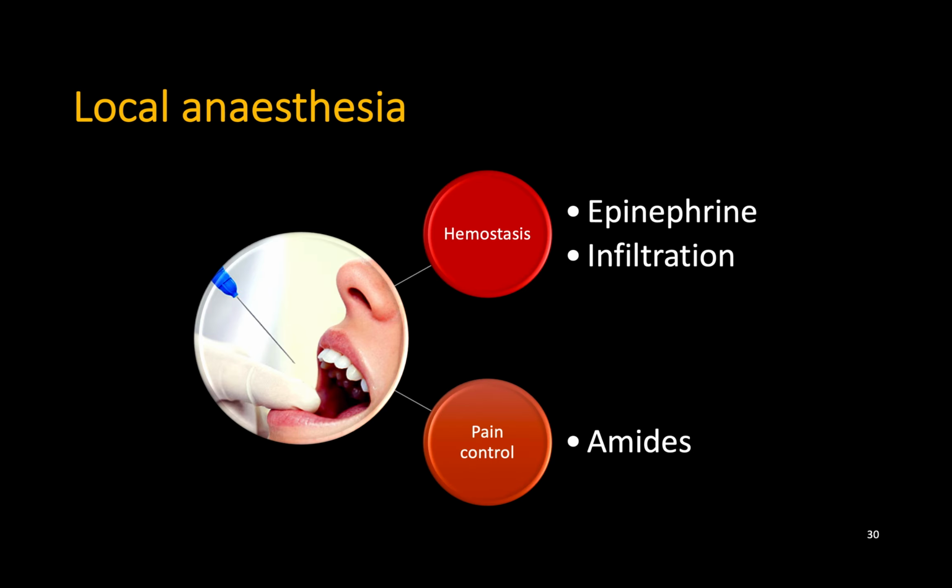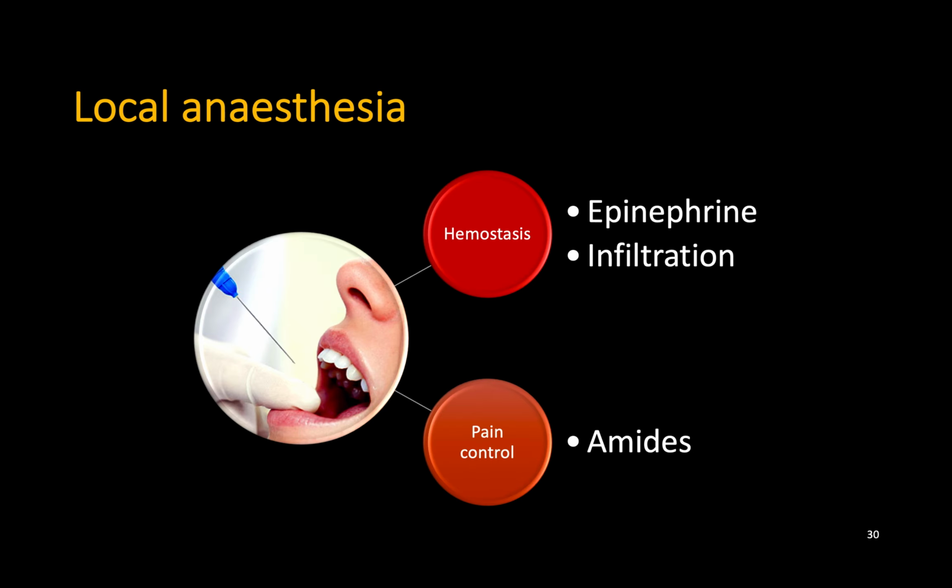Both are able to produce profound anesthesia, but they differ in the manner in which they are metabolized and their potential for allergic reactions. Of course, esters have much higher allergic potential than amides. Therefore, we usually use amides like lidocaine or articaine with vasoconstrictor. Epinephrine is the most effective and most widely used vasoconstrictor agent in dental anesthetics.